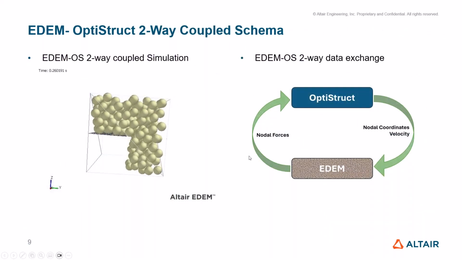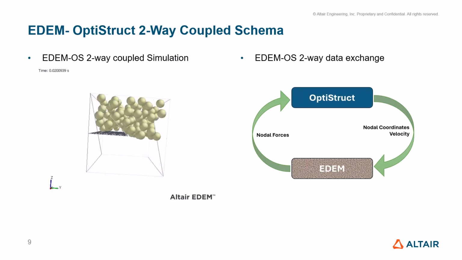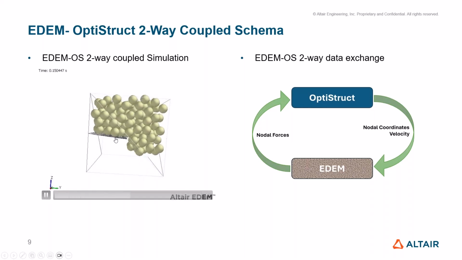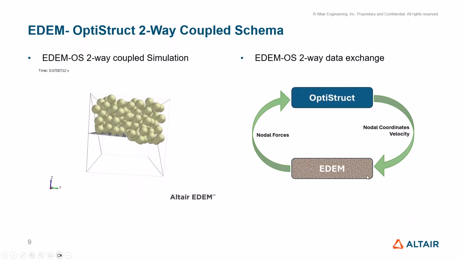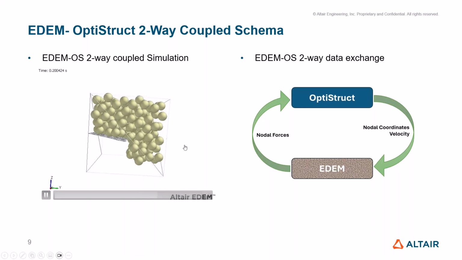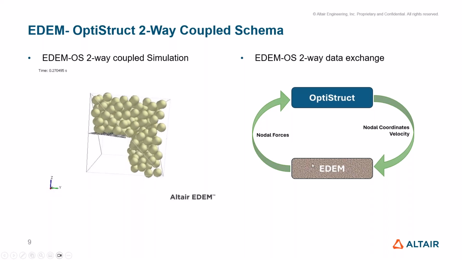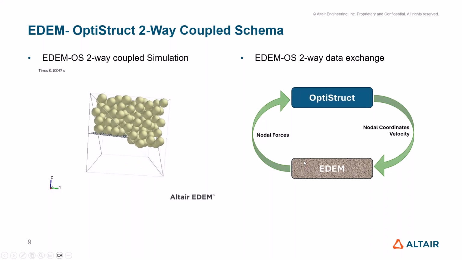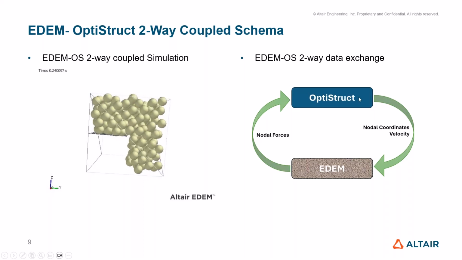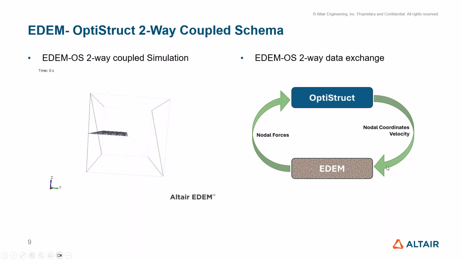Coming to the workflow schema of EDEM-OptiStruct, how does this coupling scheme work between EDEM and OptiStruct? For example, consider a simple case where a plate is experiencing force from the particles. OptiStruct is one solver and EDEM is another; these are two different independent solvers. How this works is, first EDEM triggers the forces of the bulk material onto the geometrical nodes, which we call nodal forces. From EDEM, the nodal forces are communicated to OptiStruct, and then from OptiStruct, the nodal coordinates are transferred as velocity.